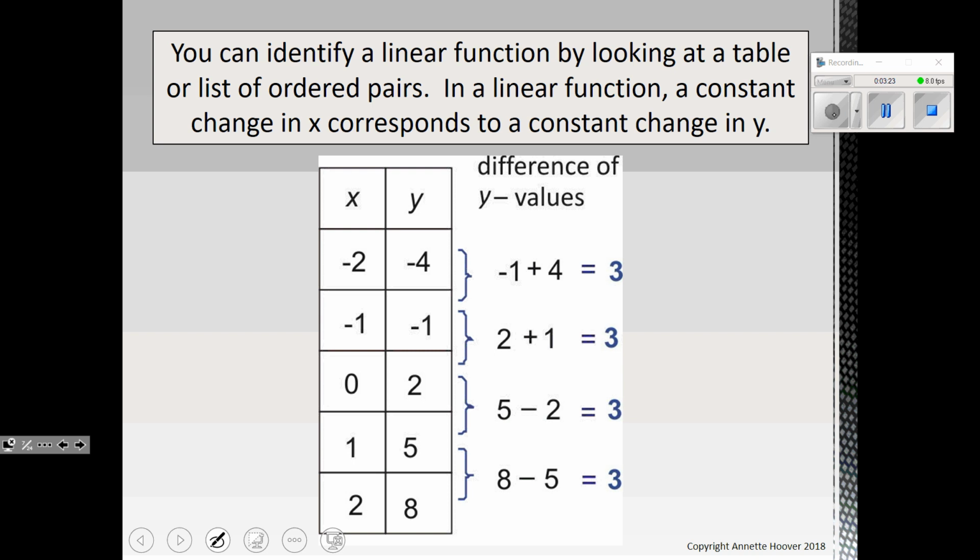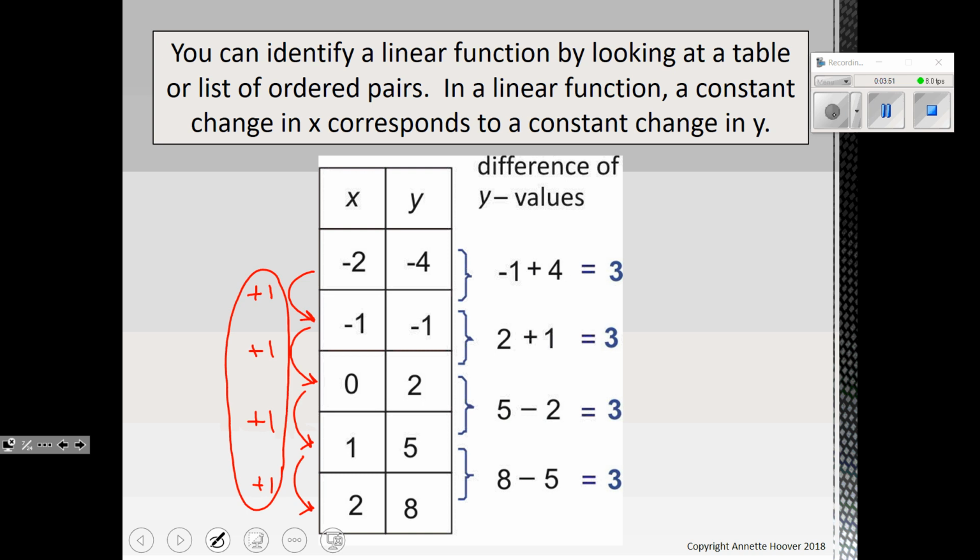What does that mean? We're going to look at the domain of the x values, and we're going to ask ourselves, how do I get from -2 to -1? Well, that's adding 1. How do I get from -1 to 0? Adding 1. How do I go from 0 to 1? And how do I go from 1 to 2? This is called a constant change because it was +1 on every one of them. So we have a constant change in the x.